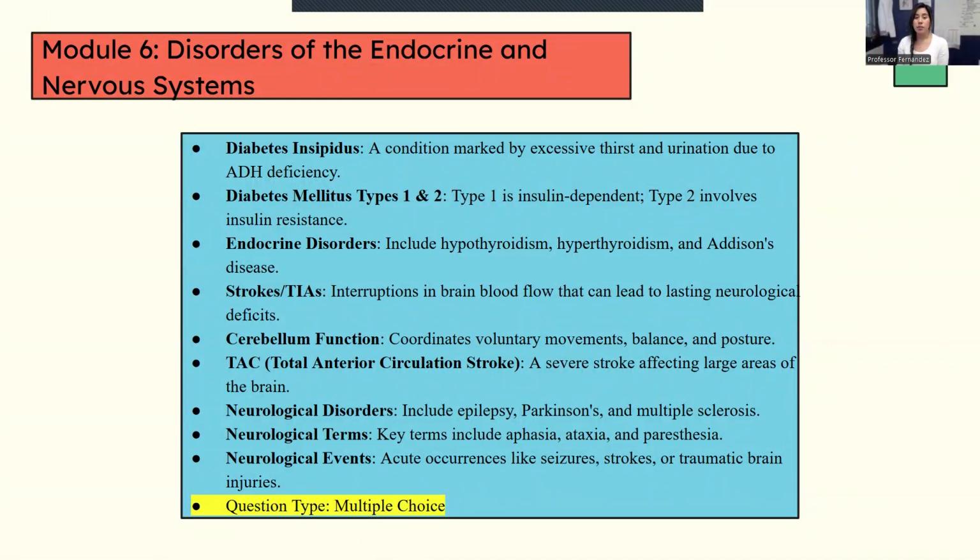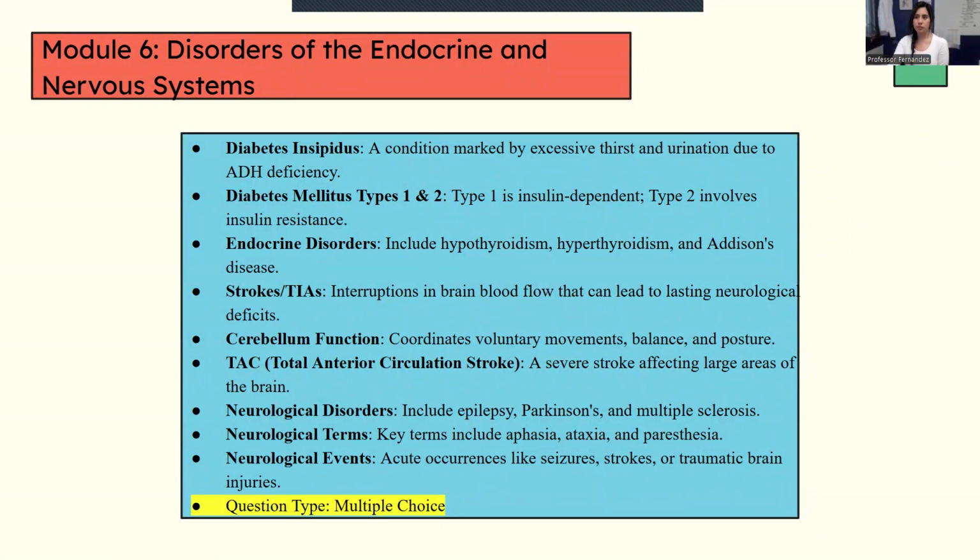Diabetes mellitus. There are two different types that you need to know. Type 1, you need to know that they are insulin dependent, so they need to have those insulin shots. And then type 2, this would involve that insulin resistance.